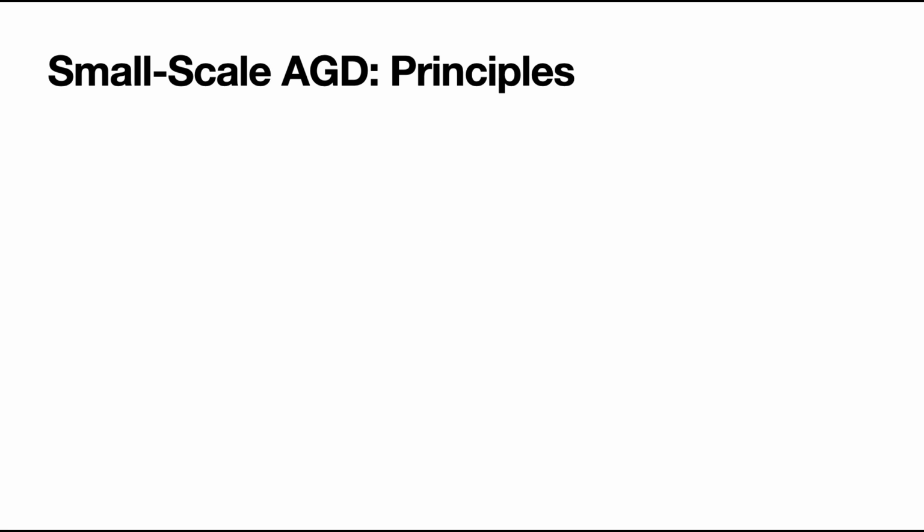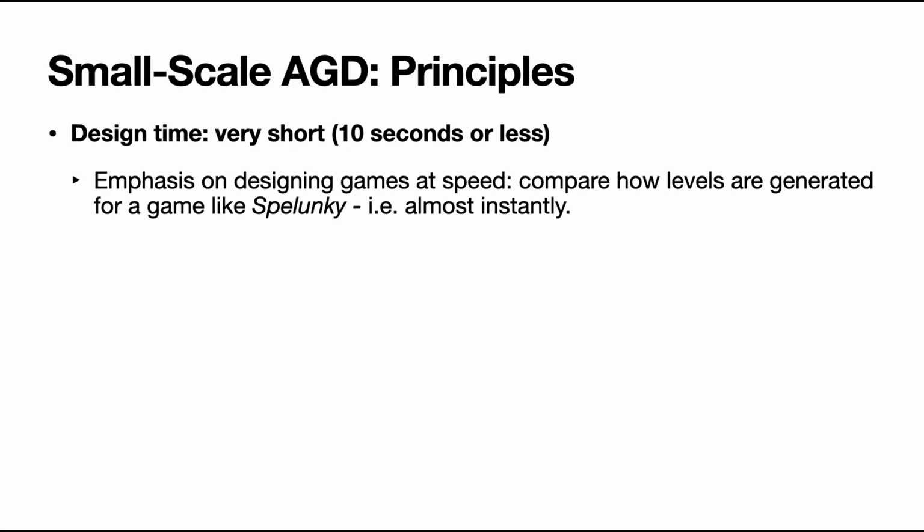So what things are we looking for in an AGD system like this? Well, one priority is that the design time needs to be very short. In fact, the ideal model for this would be equivalent to generating a level in a game like Spelunky, so short that the player doesn't even notice it happening. And that could be a real challenge, because most AGD systems need at least a little bit of time to test a game to see if they're playable.